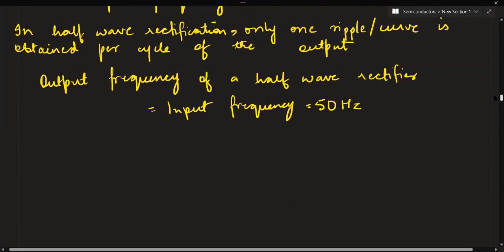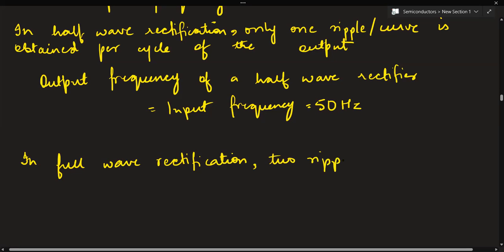Now see, in full wave rectification, if you remember, two curves are obtained. Two curves, or you can say two ripples, are obtained. So in full wave rectification, two ripples, or those curves, are obtained per cycle of the output, for every cycle.